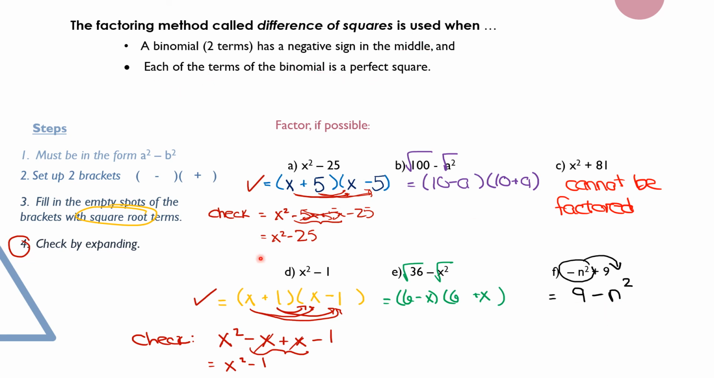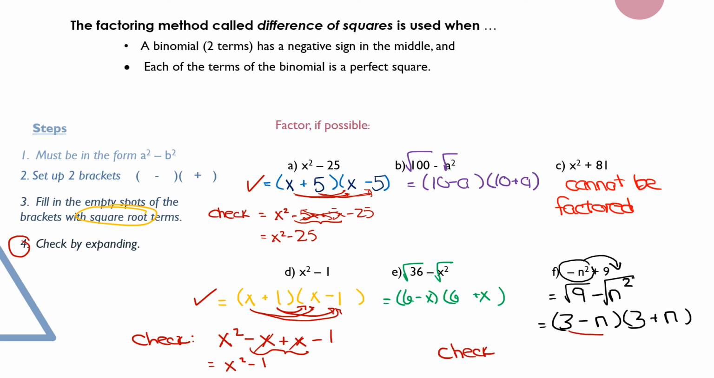They are. So we go over to our steps here. We're going to set up 2 brackets. We're going to put the square roots inside. So 2 brackets, one with a plus sign, one with a minus sign. The square root of 9 is 3, so that's at the front. The square root of n squared is n, so that's the back. And we're going to check this one because this one was a little weird and maybe I messed it up, so I'm going to check just to be sure. Let's do a check here.